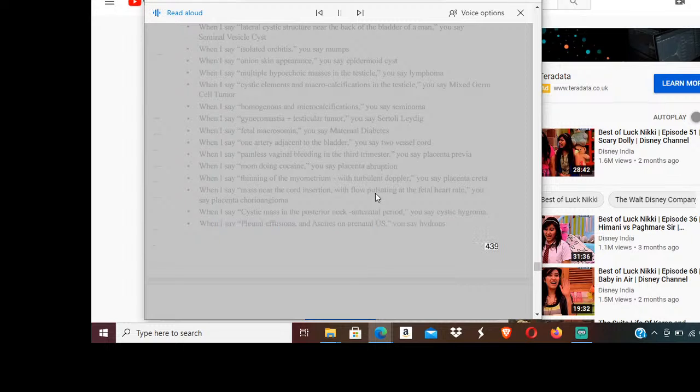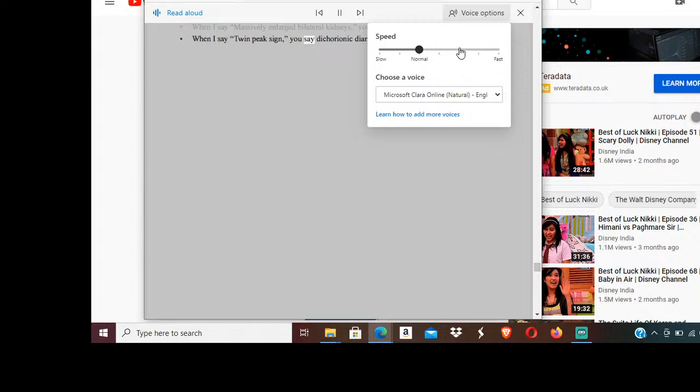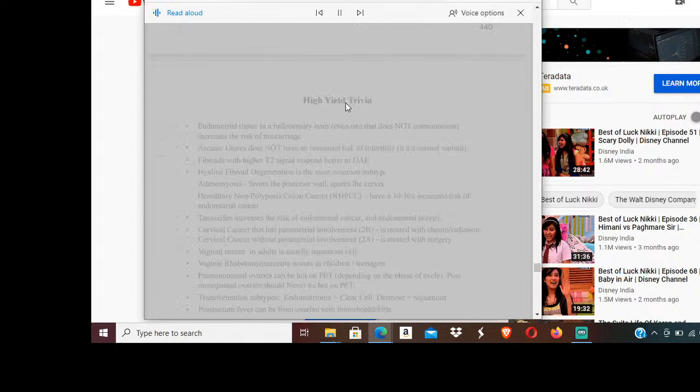439. When I say massively enlarged bilateral kidneys, you say ARPKD. When I say twin peak sign, you say dichorionic diamniotic. 440. High-yield trivia. Endometrial tissue in a rudimentary horn, even one that does not communicate, increases the risk of miscarriage. Arcuate uterus does not have an increased risk of infertility, it's a normal variant.